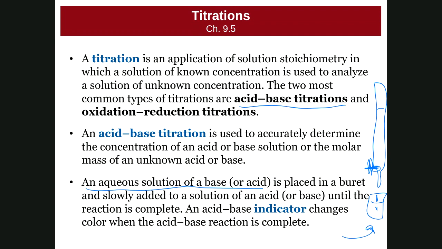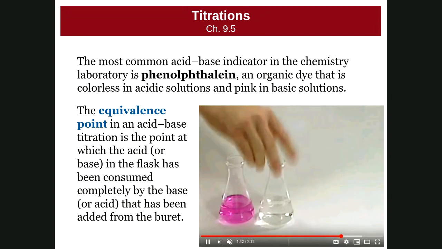And you use what's called an acid-base indicator to change color when the acid-base reaction is complete, so you know when it's done. The most common acid-base indicator in a chemistry laboratory is phenolphthalein. Phenolphthalein is a long, kind of ugly word, but it's just an organic dye that's colorless in acidic solutions and pink in basic solutions. So let me show you what that looks like.